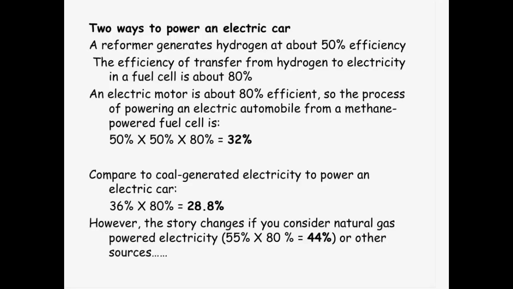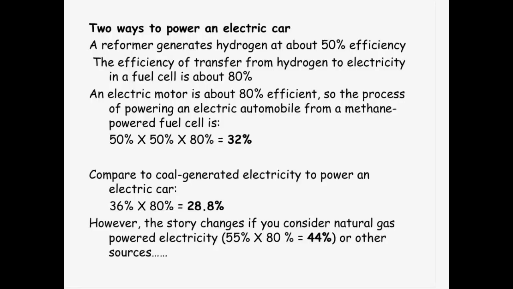So you can multiply it out, 0.5 by 0.5 by 0.8, and you would get an overall efficiency of this part of your system of 32%. How about a coal-generated electricity system to power an electric car? Well, we've already pointed out, I'm sorry, I used 0.35, 35% before, but it's roughly the same number. 0.36 times the 0.8 efficiency of the electric motor would give you 28.8%.